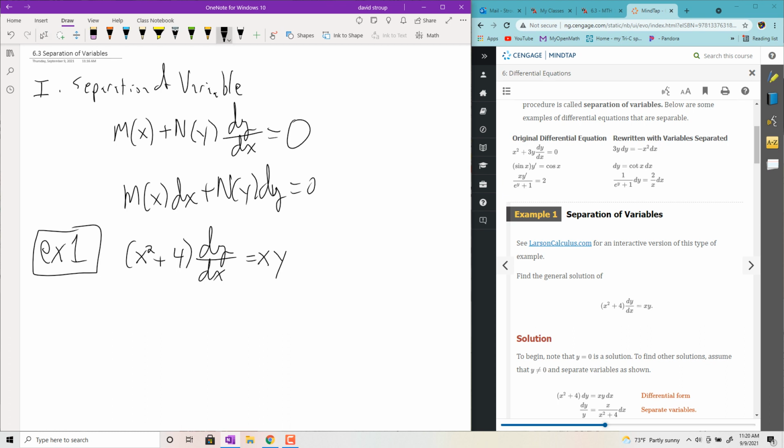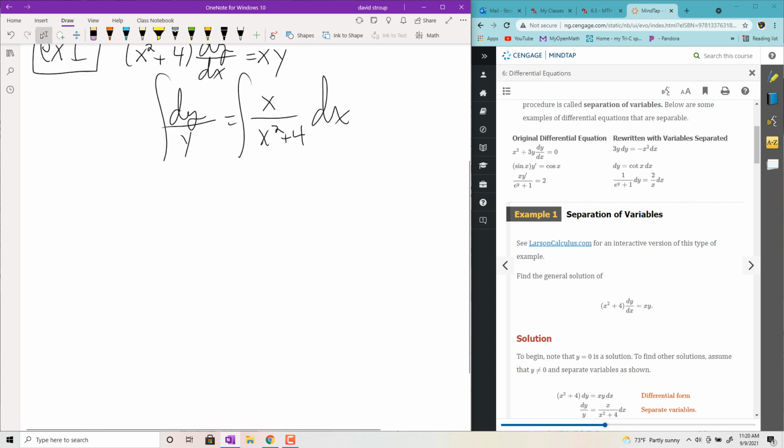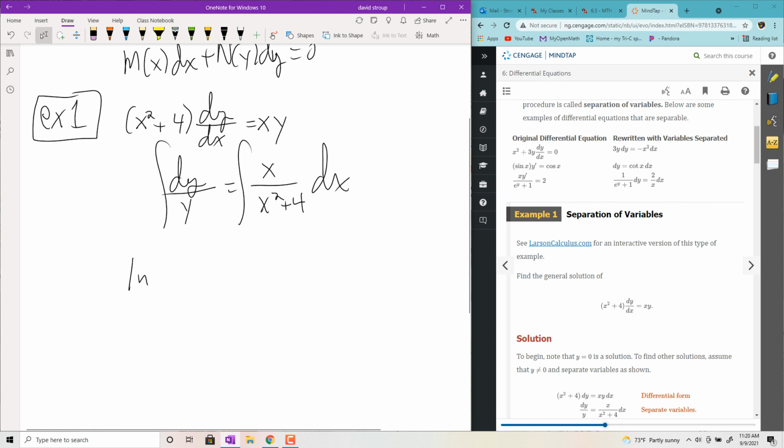I'm going to move the x squared plus 4 to the other side, divide both sides by y, and then multiply both sides by dx. So you end up with dy over y equals x over x squared plus 4 dx. Then I'm going to integrate both sides. On the left, I get the ln of the absolute value of y. On the right, I'm going to have to do a u sub. So u is the denominator, x squared plus 4. du is 2x dx, so dx is du over 2x.